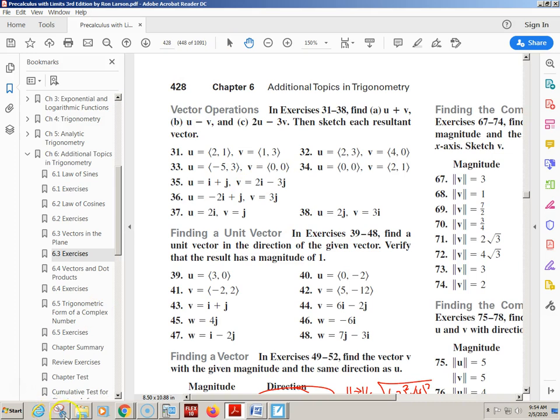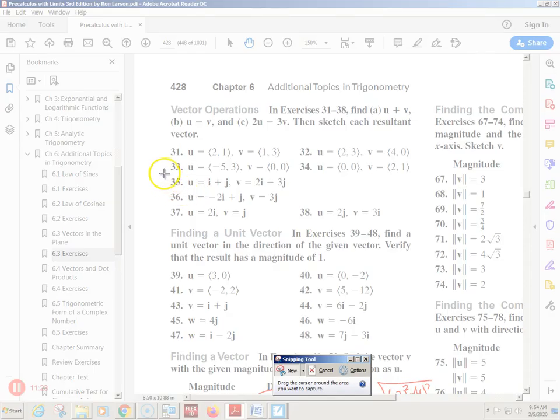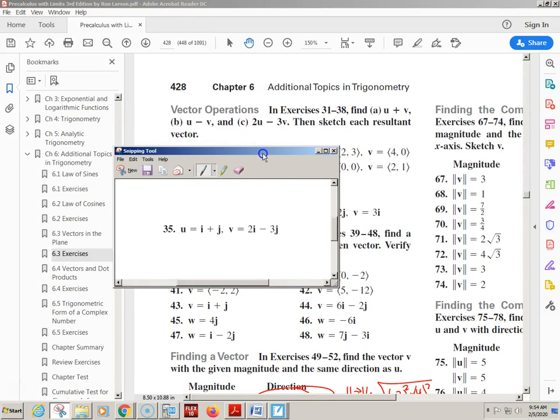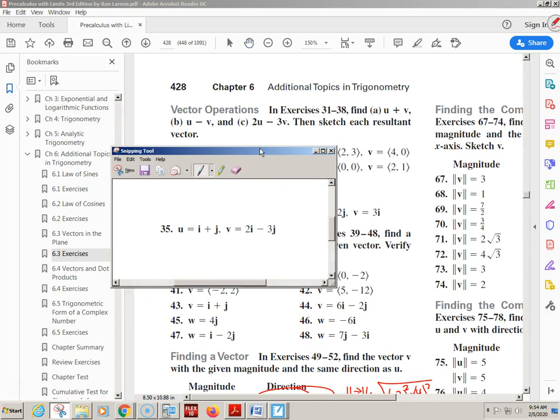Okay. 35. And then 75. 35, okay. You guys tell me, why does 35 look harder than it really is? Yeah, exactly. No, that's perfect. It has i's and j's. It looks harder than it really is. We did adding vectors and subtracting vectors maybe 2 days ago in our notes, but only when we were given components, not the weird i's and j's. So the i's and j's make everything look a little bit harder.